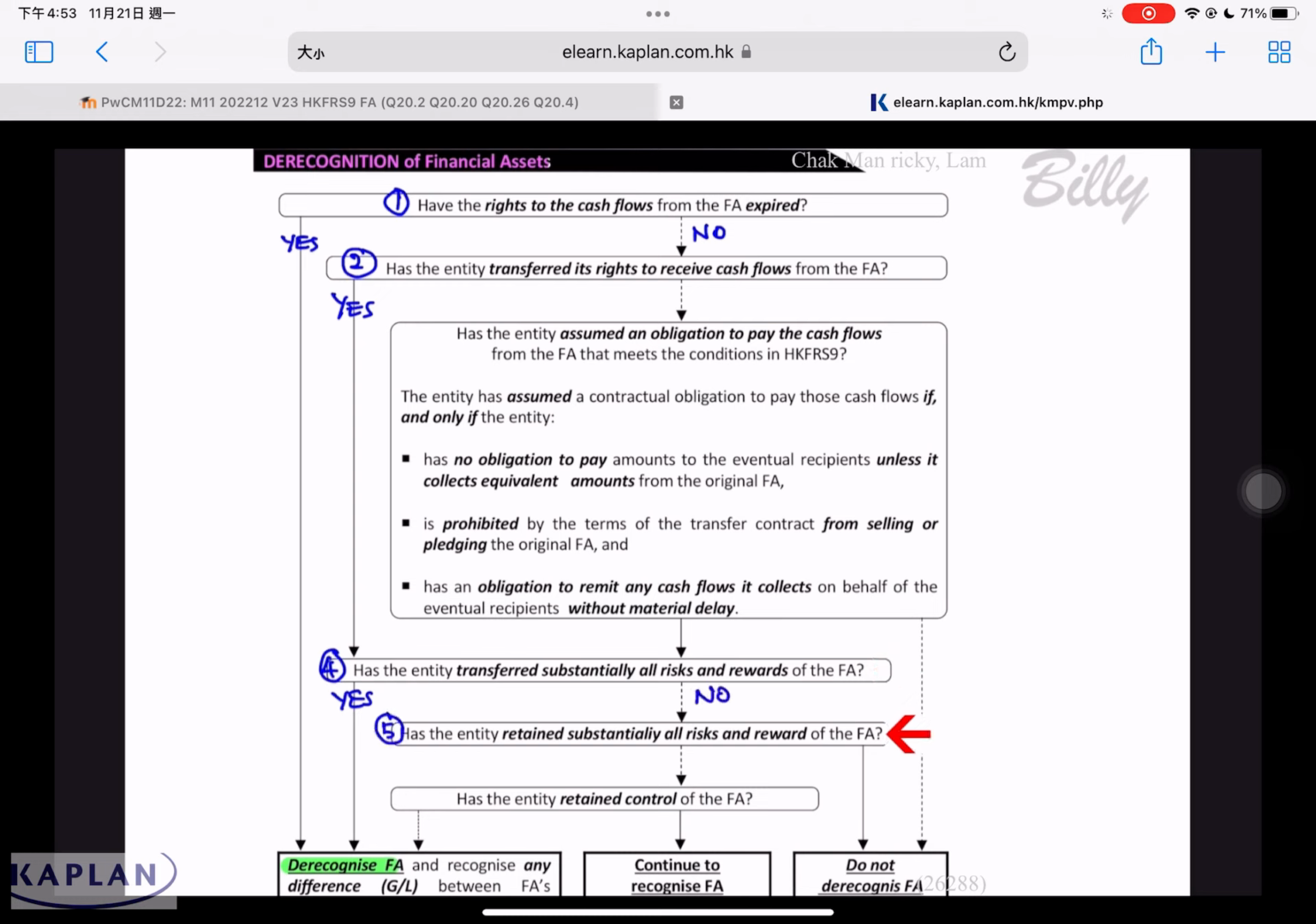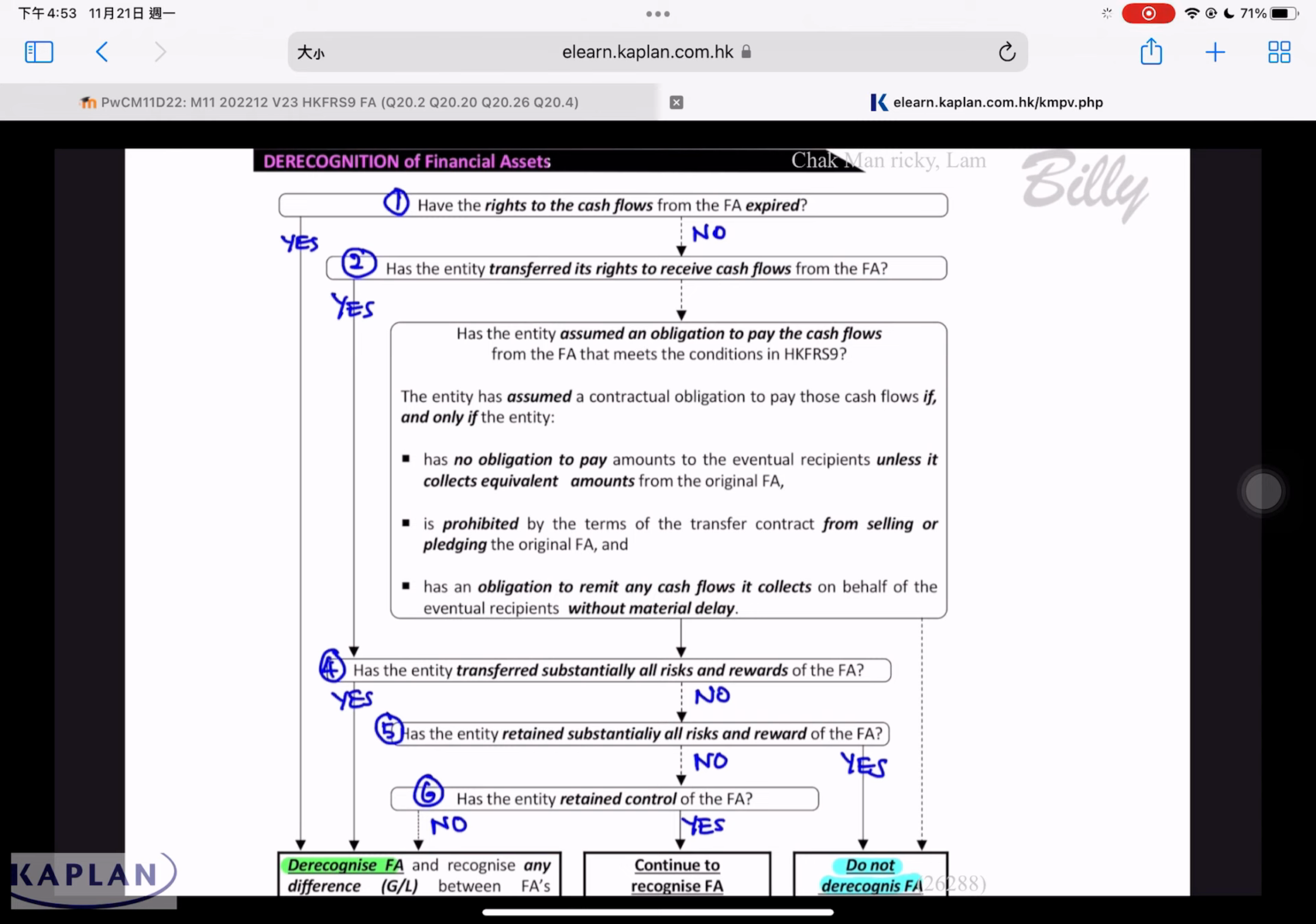Then number 4, has the seller retained substantial risk and real ownership? Normally, if you have not transferred, normally you have retained. You have retained, meaning that we do not derecognize the financial assets. There be circumstances, but it's not common in exam, whereby there's no transfer, but you have not retained. That means neither transfer nor retain. We have to consider the last factor. Does the entity still have control? If the entity still have control, then we cannot derecognize. If the entity do not have control, we derecognize.